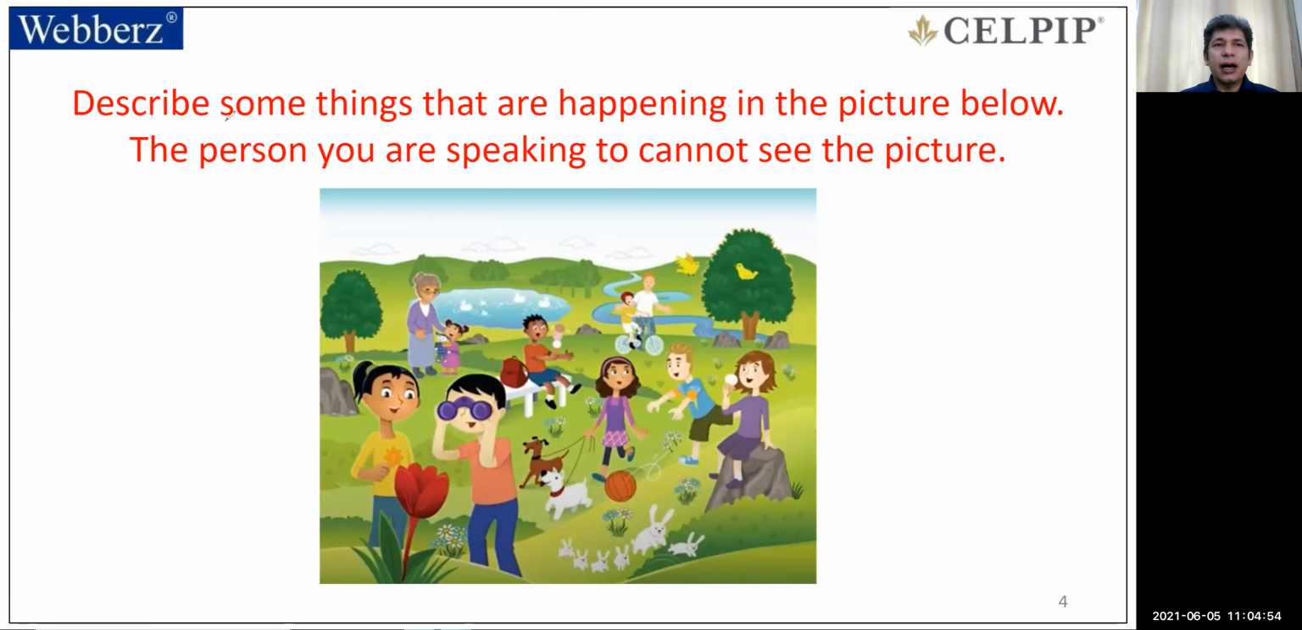What is expected out of us? Describe some things that are happening in the picture below. The person you are speaking to cannot see the picture. Now, this is a thing which is very important. He cannot see the picture. So you have to explain the picture to him.